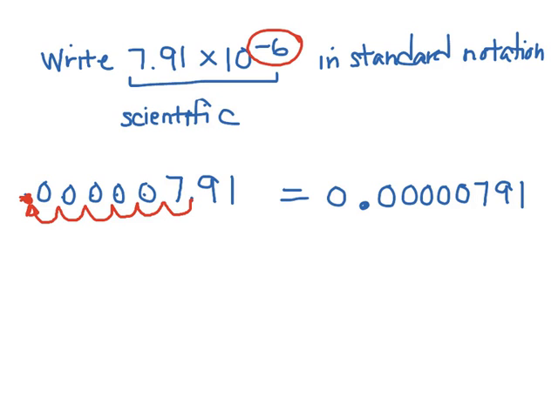And usually we'll put a 0 in front of that. And then you're done for the decimal. There you go.